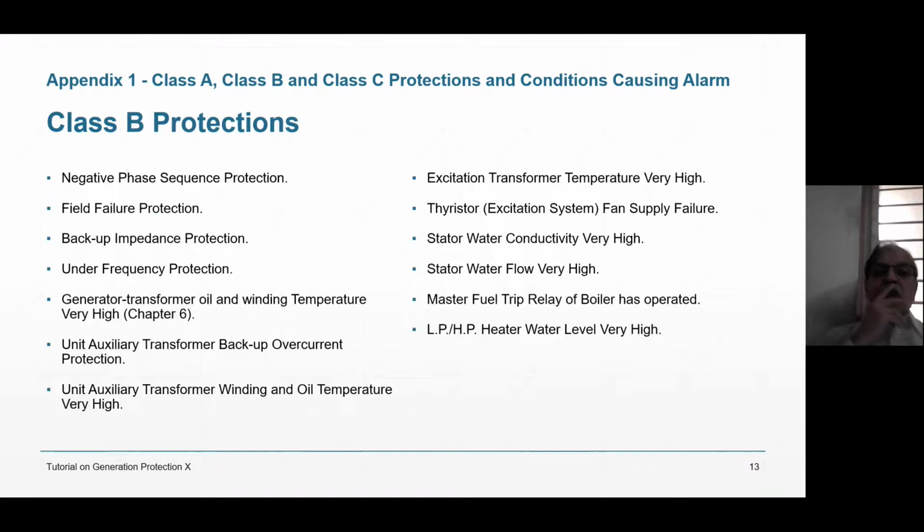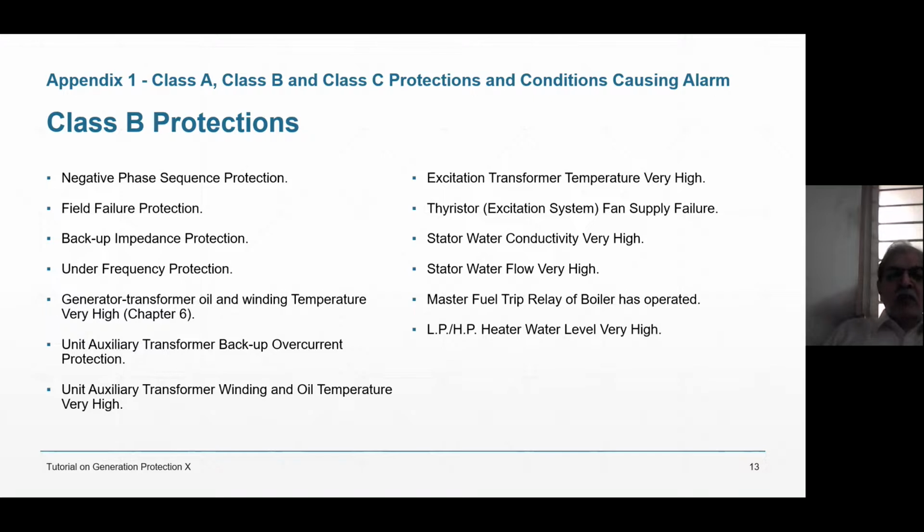Right? Class B protections. NPS protection, negative phase sequence, field failure protection, backup impedance or backup mode, under frequency protection, generator transformer oil and winding temperature very high. You see, winding temperature indicator is there. Winding temperature is measured by some RTD. So if winding temperature increases in the generator transformer, and if it is high, then alarm will be sounded, and very high means class B protection will operate.